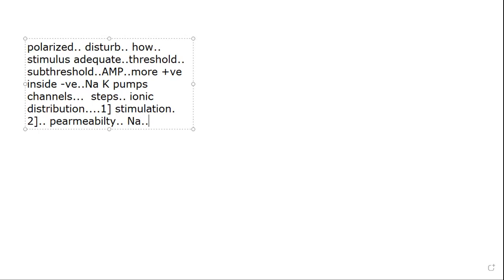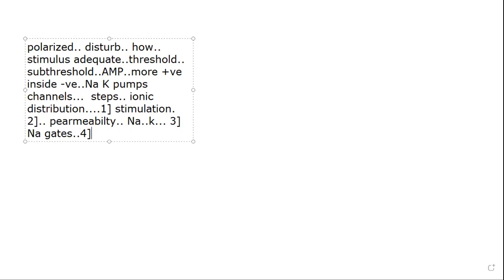Next, the permeability to sodium is going to be very highly increased as compared to potassium. Potassium permeability will not be increased. Now, number three, what is going to be the next change after the permeability has increased? Why is the permeability increasing? The permeability is increasing because of the opening of the sodium gates. Sodium gates are going to be open. And because of the sodium gates opening, what is going to happen?